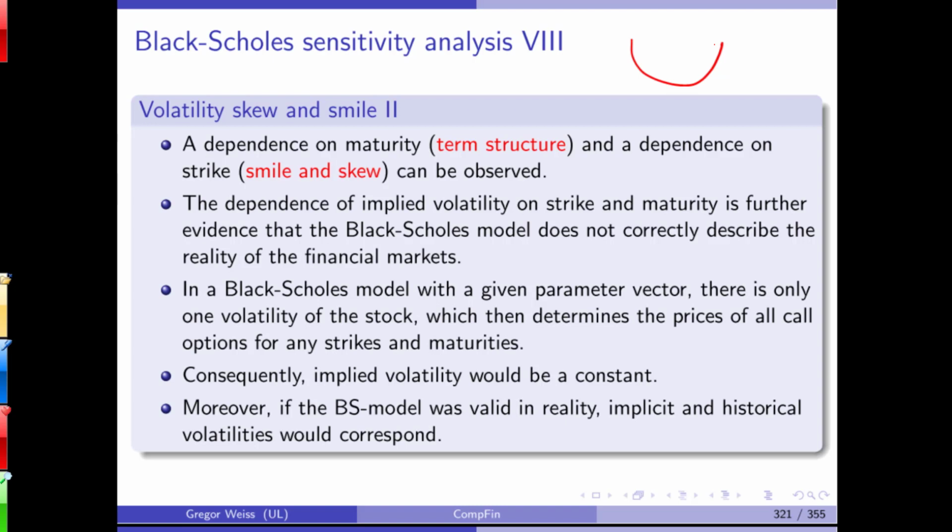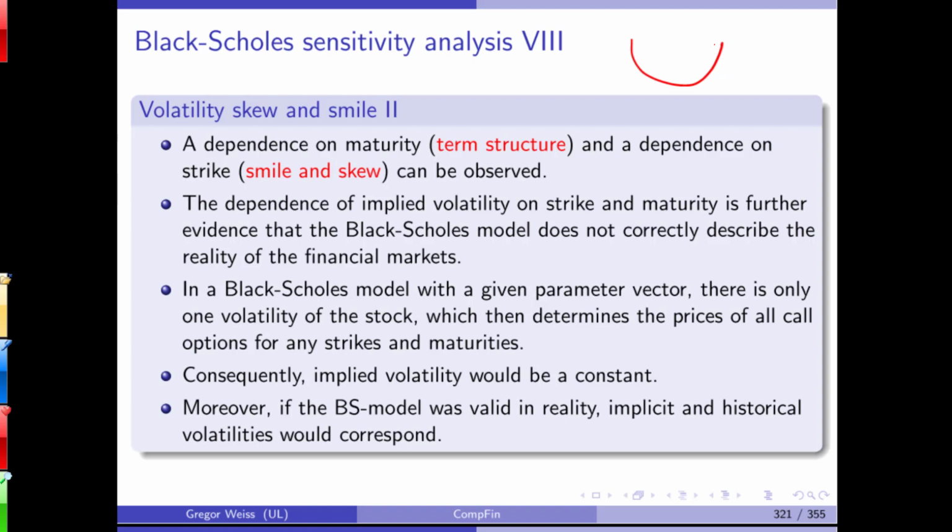So consequently, in the Black-Scholes model with a given parameter vector, there is only one volatility of the stock, which then determines the prices of all call options for any strikes and maturities. Consequently, implied volatility would be a constant. However, it's not a constant, it's not a flat line, but usually it's a smile. And if the Black-Scholes model were valid in reality, implied and historical volatilities would correspond. In fact, they do not correspond.